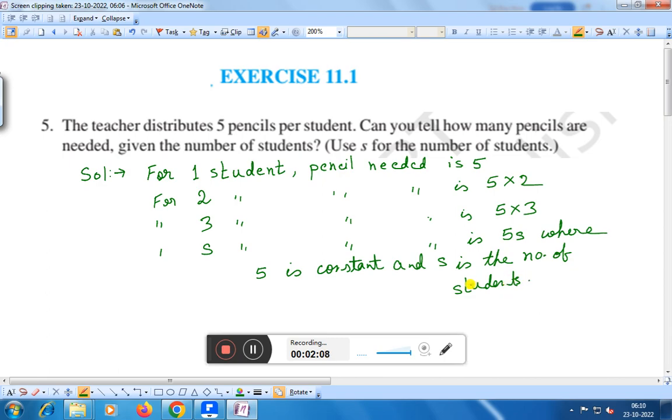Right? This is the solution of question number 5.